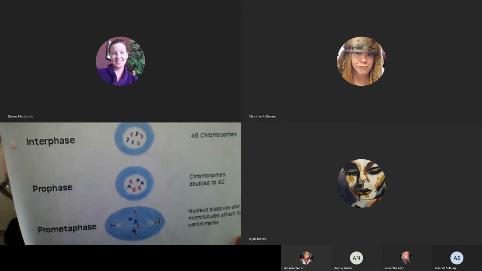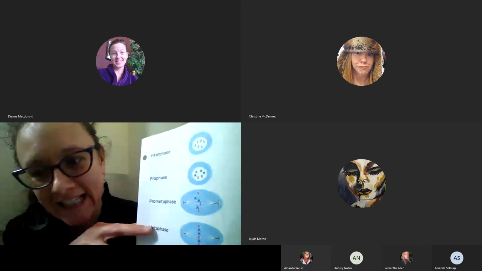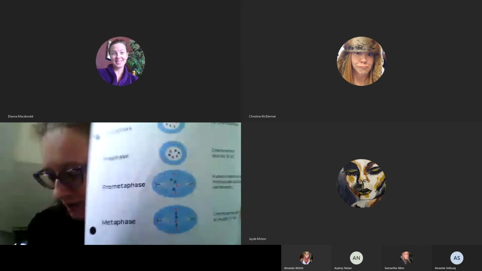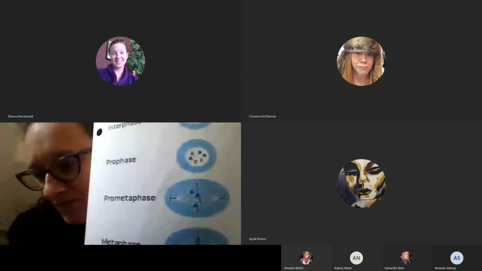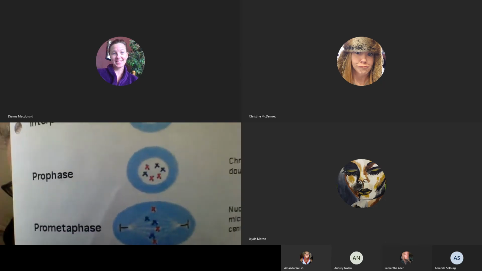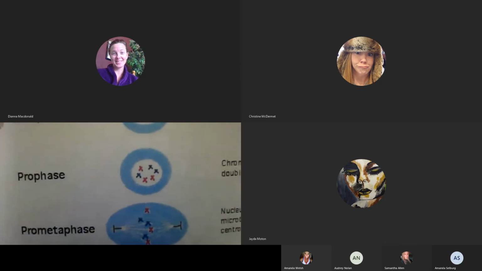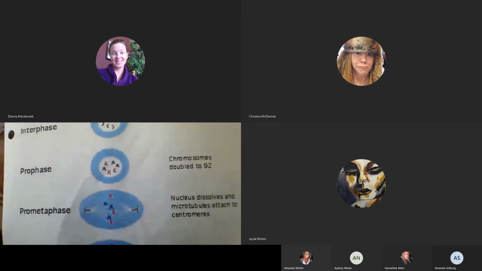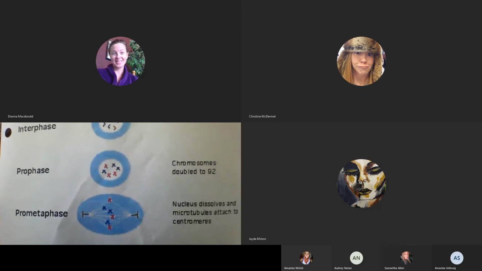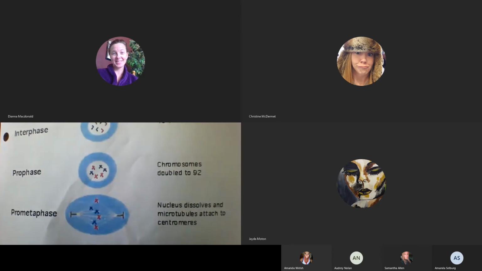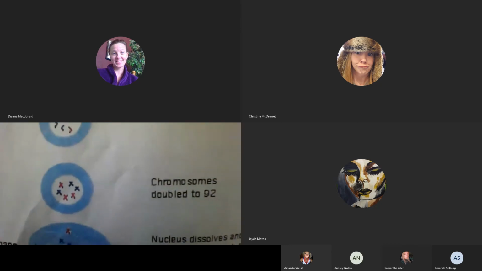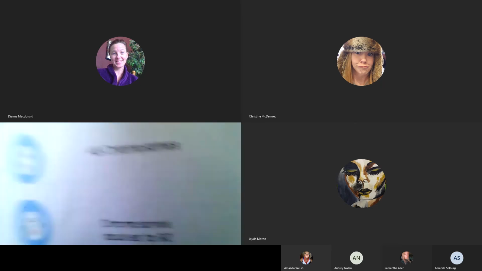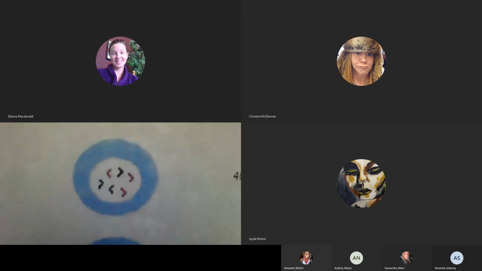Interphase is inter because it's between phases. If we're starting somewhere, we're going to pick that gap between when a new one starts. So the next phase is the beginning, the prophase. It's proactively starting, I guess you could say. The chromosomes become enlarged and coil up, forming chromatids. It says here that they double to 92, and you can see that they've doubled.